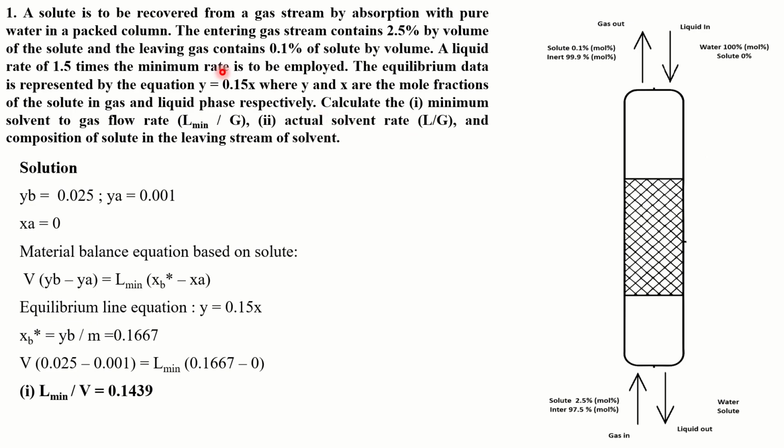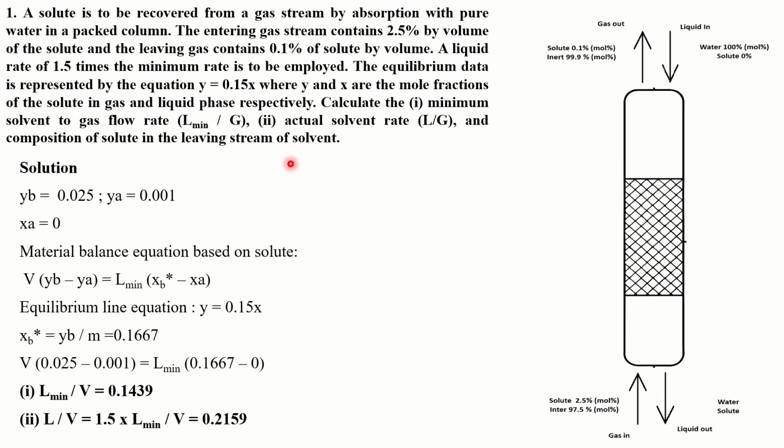Next part of calculation is the actual solvent rate. For this calculation, we can make use of the condition given in the problem, which is that the liquid rate is 1.5 times the minimum rate. The minimum rate we know, so the actual rate is 1.5 times the minimum rate. So L actual is 1.5 times the minimum L. For the L by V ratio, the actual flow rate is 1.5 times the minimum, and that is coming around 0.2159.